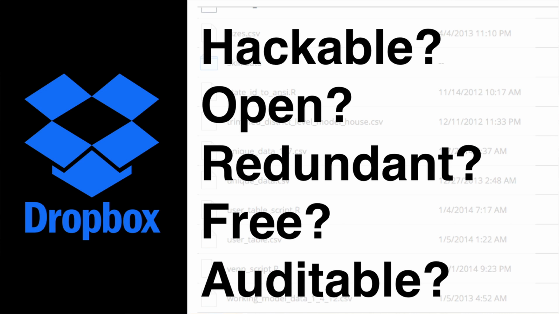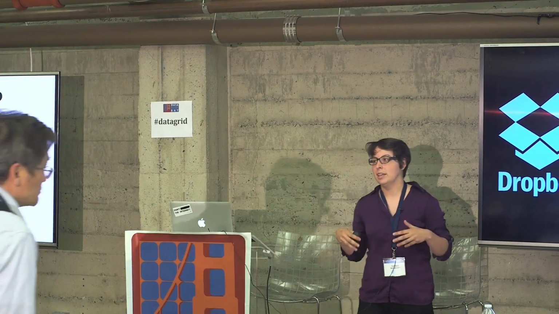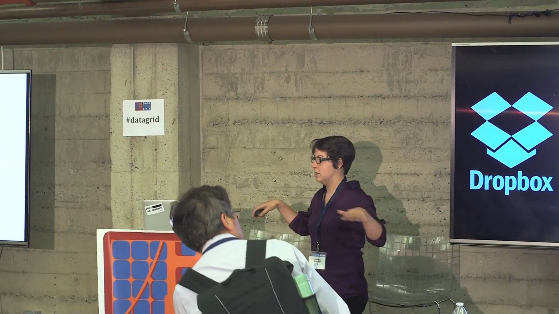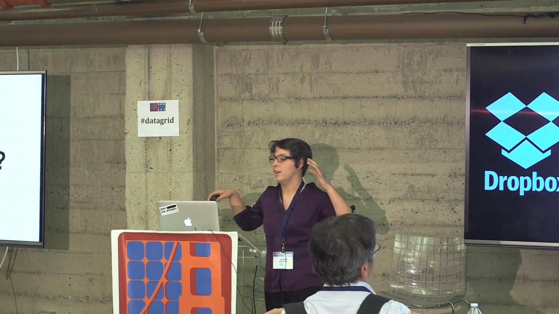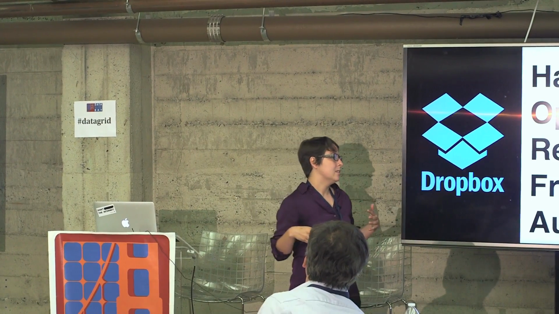And not only is Dropbox not really good at doing historical data analysis, Dropbox is actually not hackable. It has an API, but it's not open source. You can't actually integrate it into a workflow as easily as you want to. You can't modify it. It's not redundant. Like Git is redundant. You can really easily put a bunch of Git servers in a bunch of different places, and if one fails, it's not a huge deal. With Dropbox, it's still a centralized service.